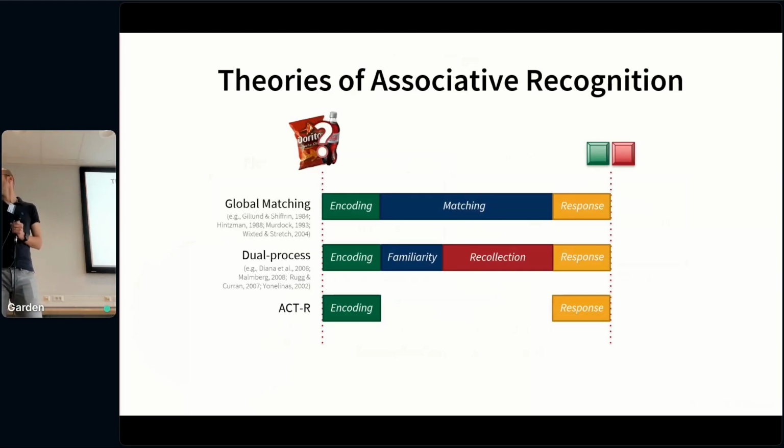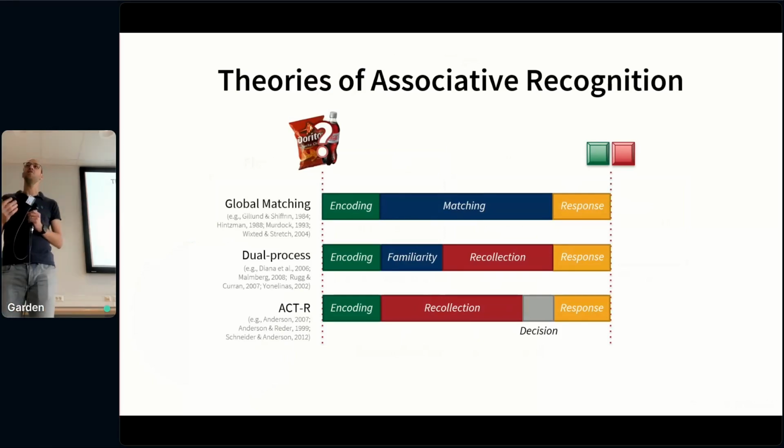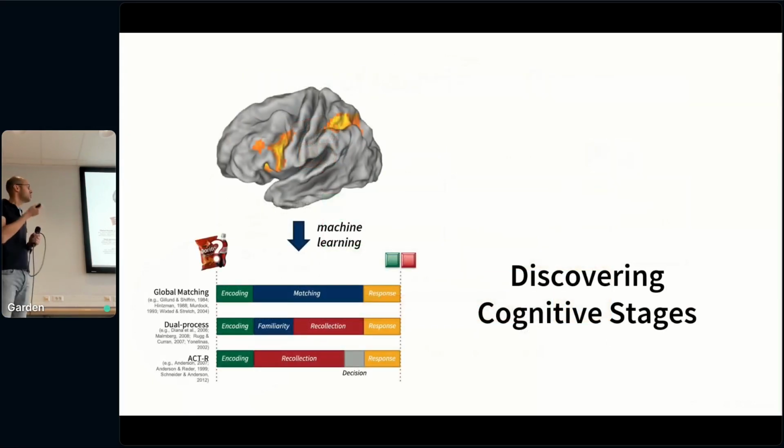The final theory, ACT-R, says, no, we don't need this familiarity stage. We just directly start with the recollection. We have a short decision stage, and then we have a response. This is basically where we started. We wanted to know which of those 3 was the most likely theory. So what we wanted to do was we wanted to discover cognitive stages.